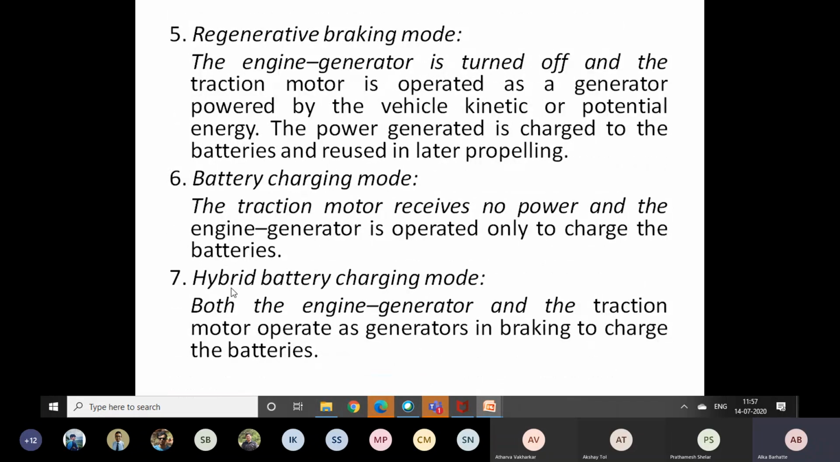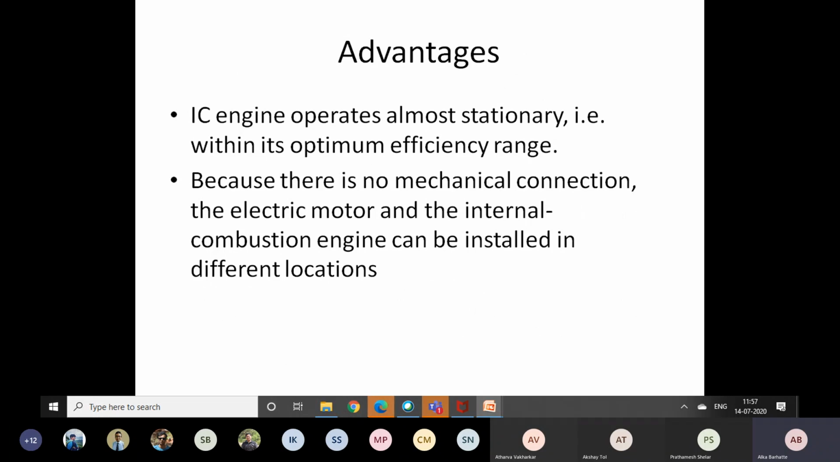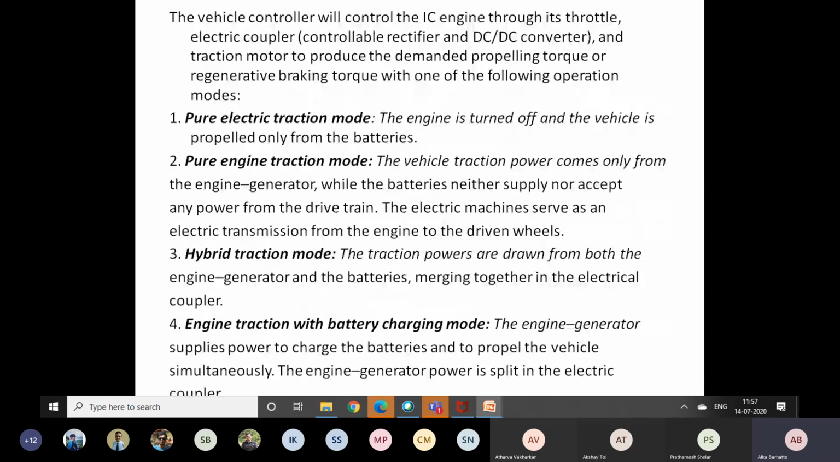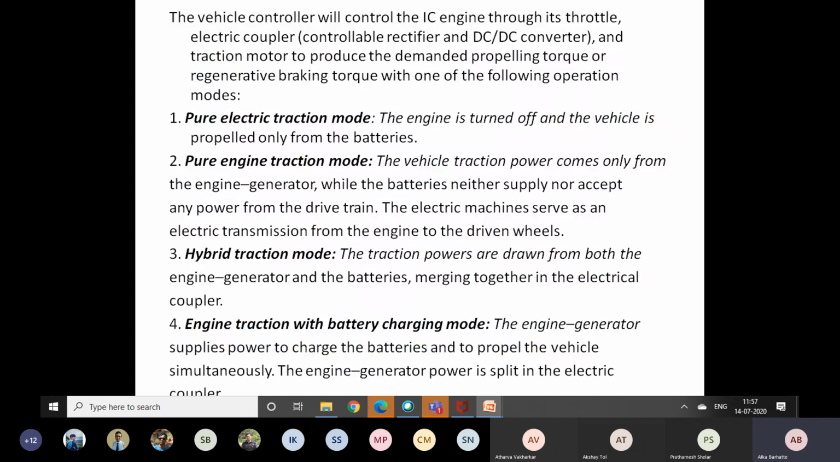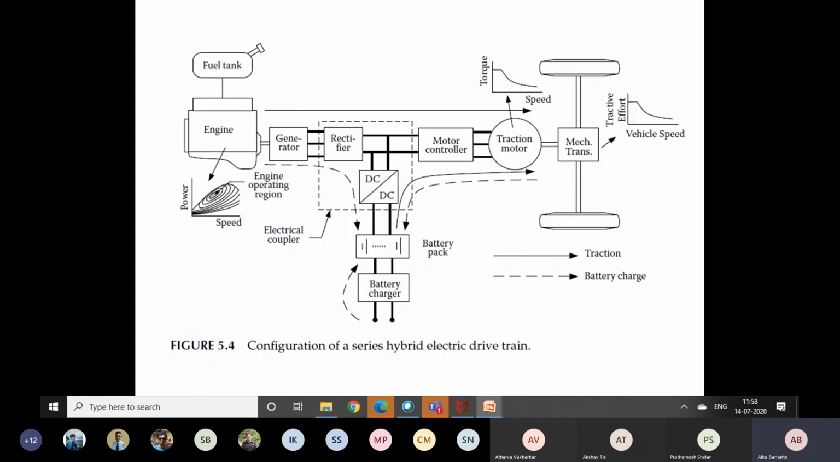And hybrid battery charging mode. In this case, both engine power as well as traction motor power will be used to charge the batteries. So these are the 7 different modes in which any hybrid electric drive works. It may be series, it may be parallel. It works in these 7 modes of operation. Any doubt in this?